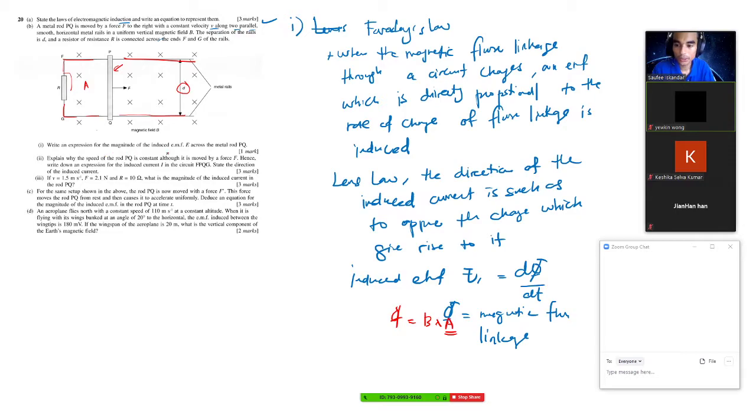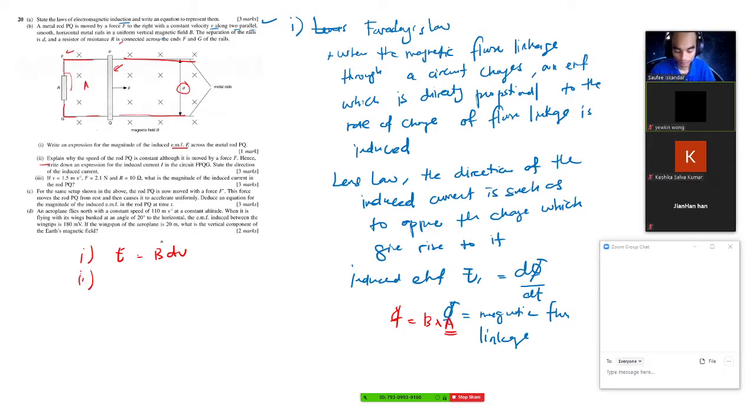So number one: an expression for the magnitude of the induced EMF across the metal rod. Okay, so induced EMF E equals B d V. You can check back my slide; before we have learned that E equals B d V. Number two: explain why the speed of the rod PQ is constant although it is moved by a force F. Hence, write down the expression of induced current I in the circuit of PQRS. State the direction of the induced current.